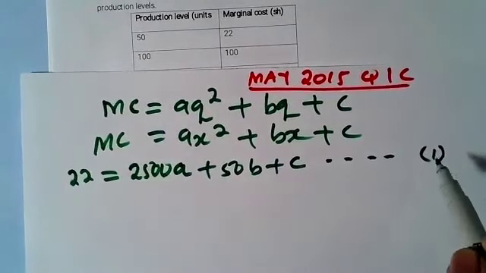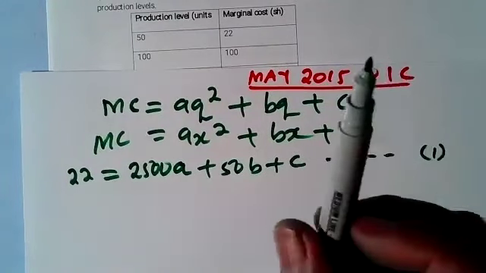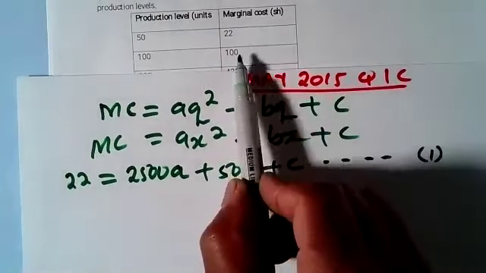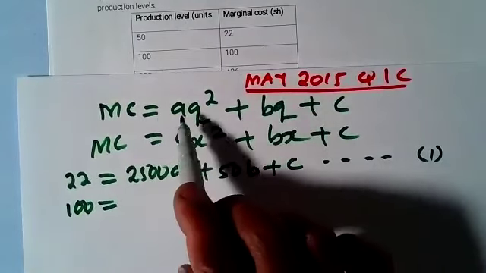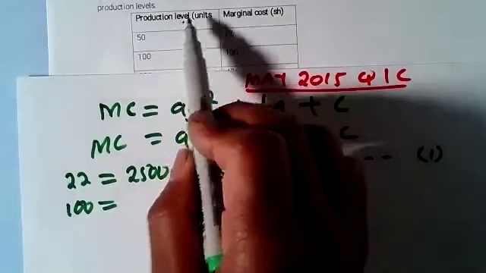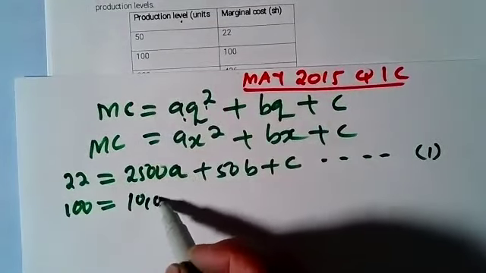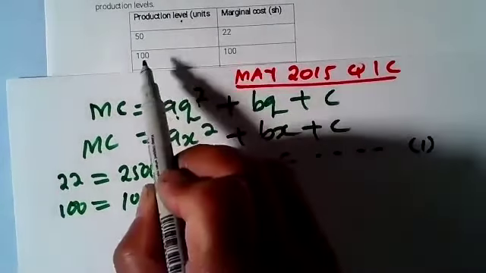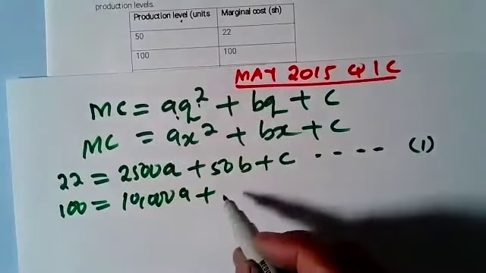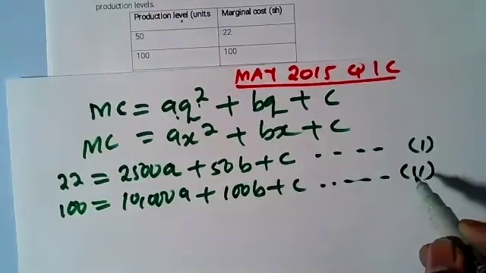Call it equation 1. Now hold that, and take the second one. The second equation: marginal cost is 100. So 100 is equal to AQ squared. Our Q, the production level, is 100. So 100 squared, you'll get 10,000A plus BQ. Our Q is 100, so it will be 100B plus C. You call it equation number 2.